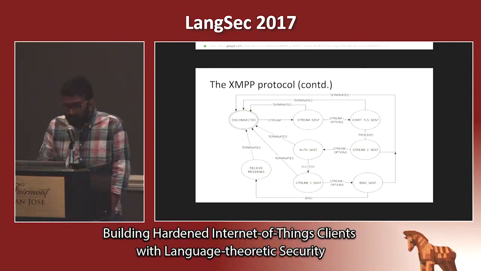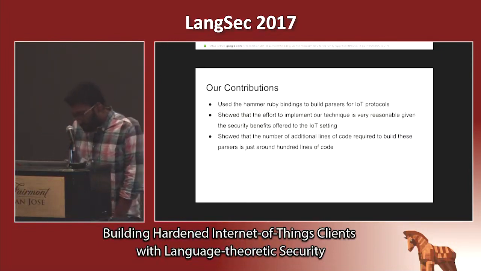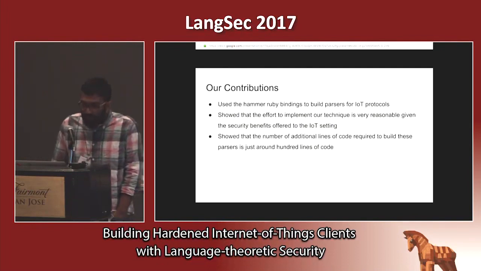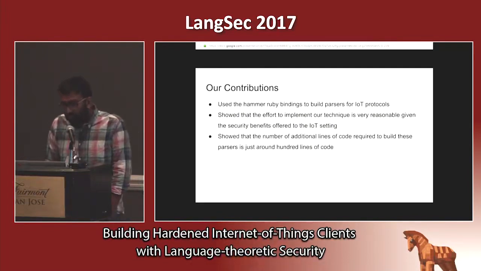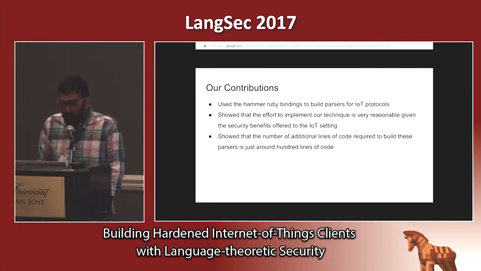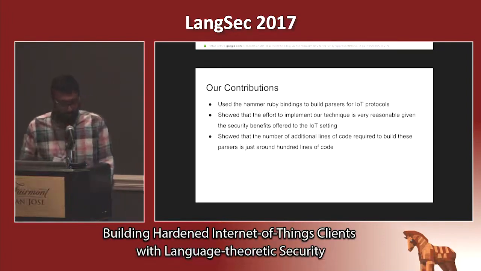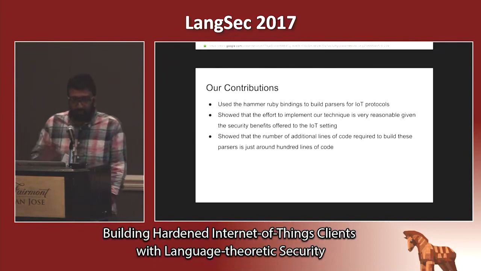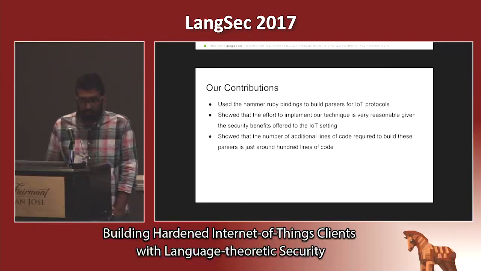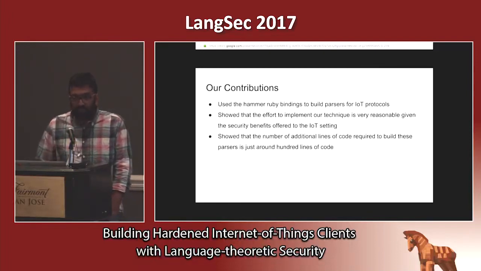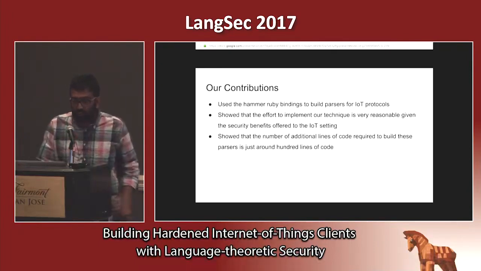to that particular message. Okay, so our contributions over here were that we used the Hammer Ruby bindings to build these parsers, and we demonstrate that building these parsers in an IoT setting is not really all that much effort as we would think. These parsers are not difficult to write, and in terms of human effort and the number of lines of code, it was very minimal. We built fully functioning implementations with a lot of options and features, and even then it was not much of an overhead in terms of CPU time, nor the lines of code it took us.